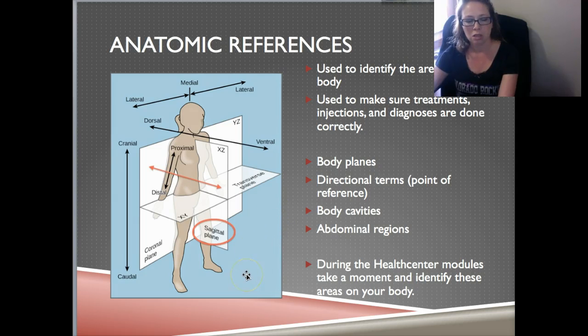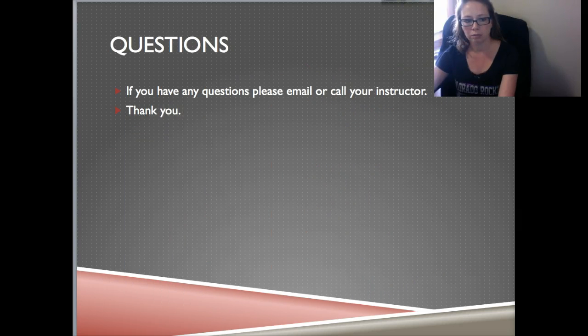So as you can tell, we use lots of medical terminology and abbreviations and anatomical references to communicate with our staff and other healthcare workers. So during your Health Center 21 modules, make sure to write them down, make flashcards, any way that you need to start memorizing this information. I will attach the forms, like I said above, so you can start memorizing them.